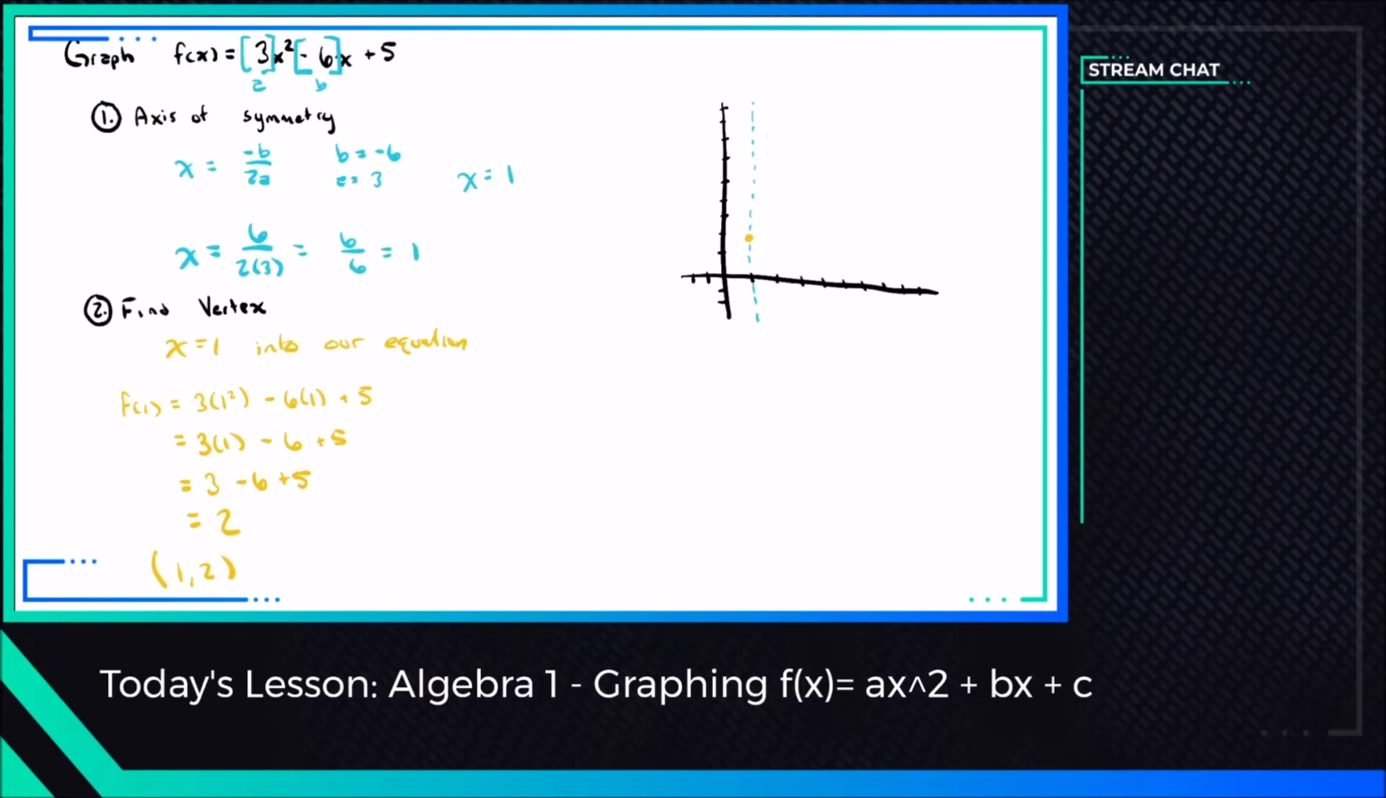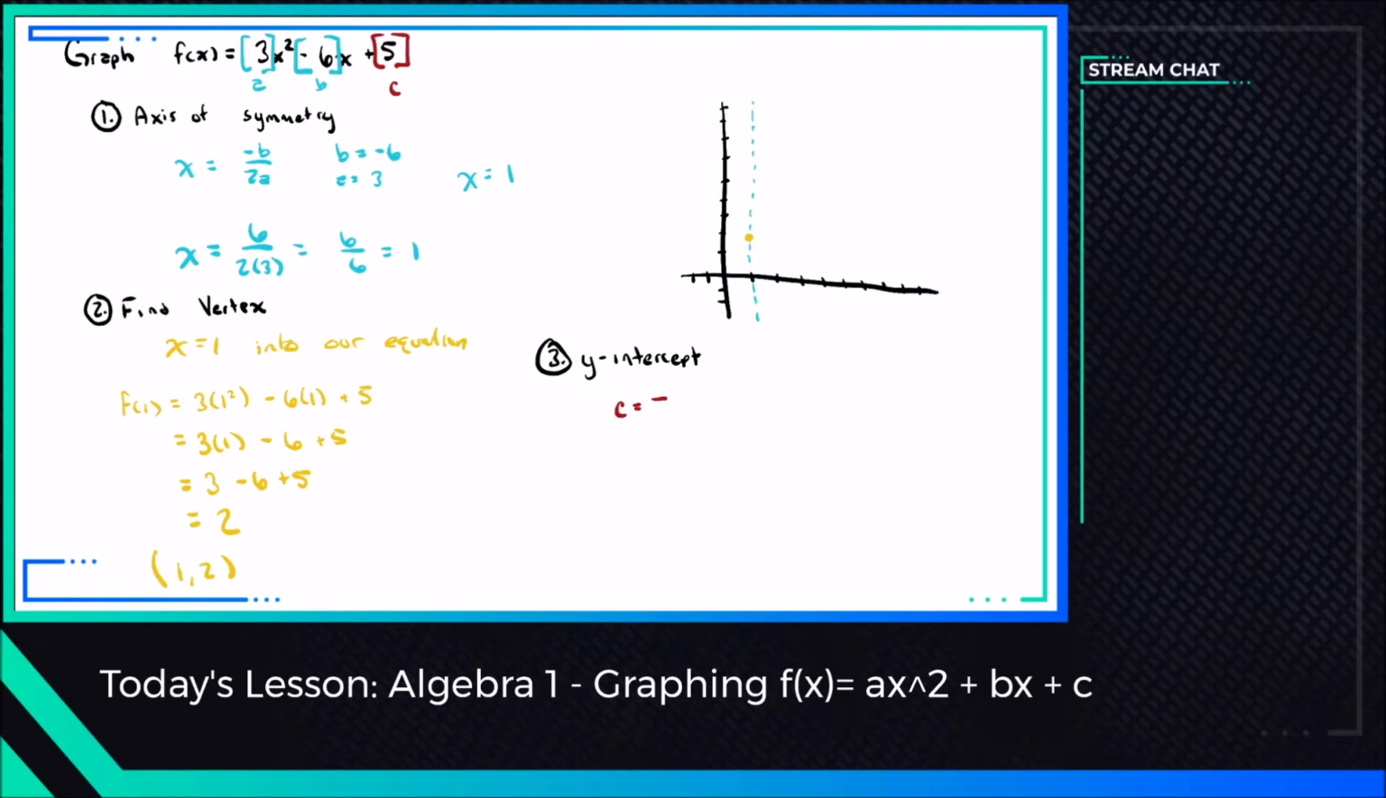And then finally, step number 3 is going to be utilizing our y-intercept. The y-intercept is just equal to the plain number at the end, or the term c. And so c is right there. And so c is equal to 5.